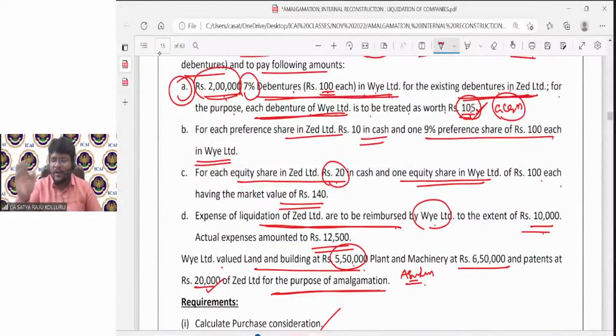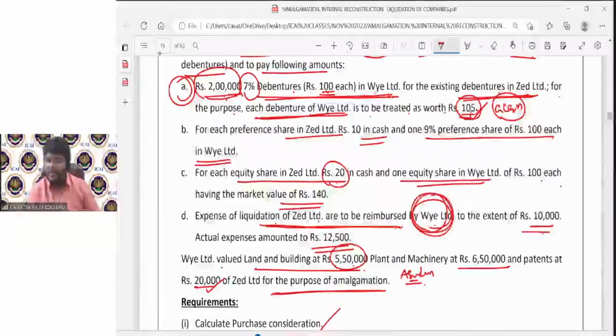No. Any stock reserve concept? No. But there is a concept of liquidation expenses. Sir, expenses of liquidation of Z Limited are to be reimbursed by Y Limited to the extent of ₹10,000. That component is only relevant for the purchasing company. The actual expenses of the selling company are not relevant.